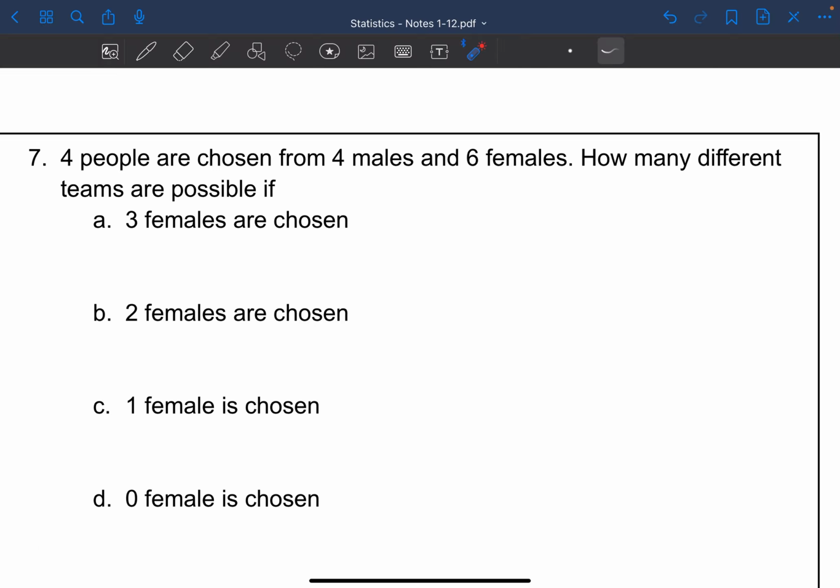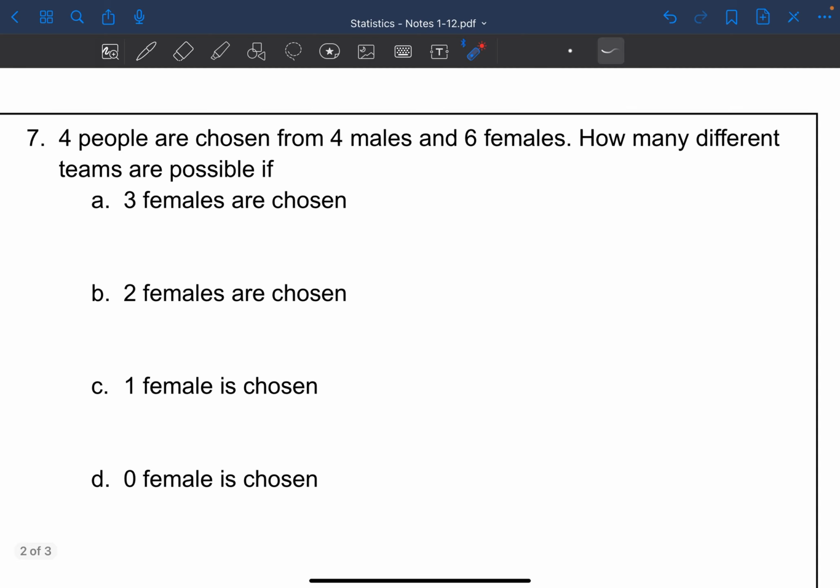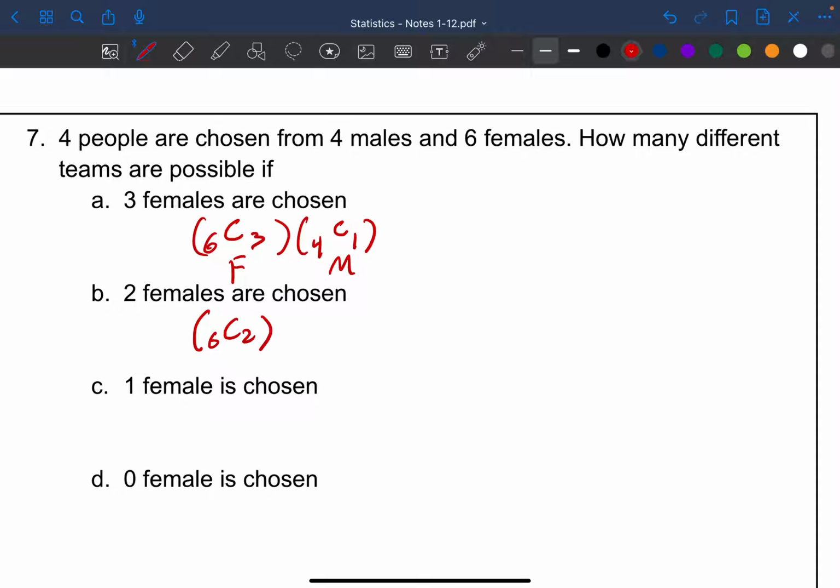Number 7, 4 people are chosen from 4 males and 6 females. How many teams are possible if 3 females are chosen? Okay, so that means out of 6, we're choosing 3. Again, order doesn't matter because this is a team. But we still have a male to choose. So we have to multiply by however many males are chosen. So that's 6C3 times 4C1. So if it's 2 females, then it's going to be 6C2 times 4C2.